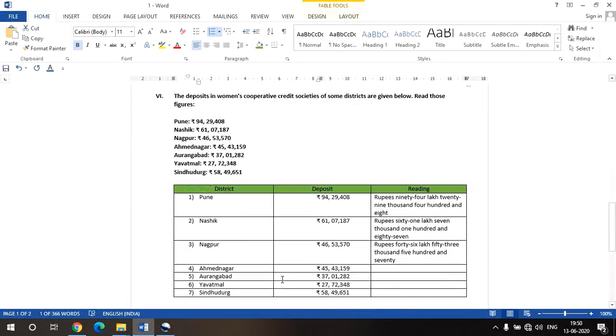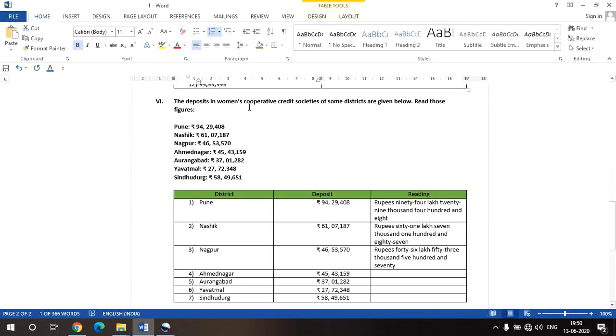Let's go to the next question. The deposits in Women's Cooperative Credit Societies of some districts are given below. Read those figures. The question asks us to simply read these numbers and write them in words. So to write the answer, I have created a table. The first column has district. The second is deposit or the amount that is put, and how we read these numbers. So the reading part is coming in the third column.